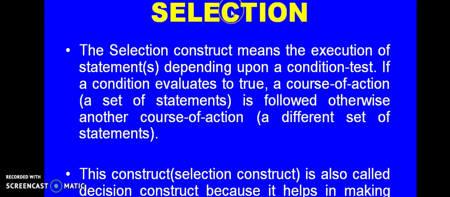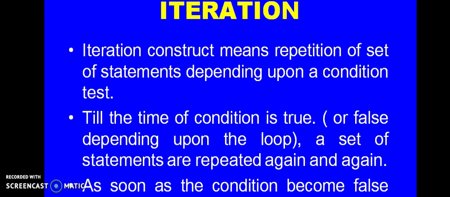The next flow control is selection. In the selection construct, we will test a particular condition, and if the condition is true, then one set of statements is executed, otherwise a different set of statements is executed. This construct is also known as the decision construct because it helps in making a decision about which set of statements is executed. That means if a particular condition is true, the first set of statements is executed, otherwise the next set of statements is executed.